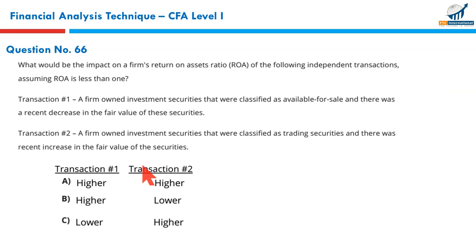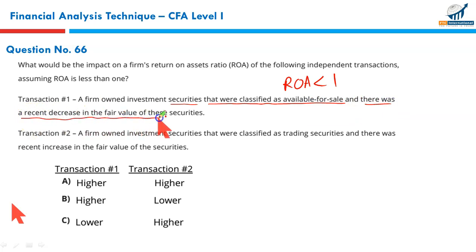Okay, now the next one, we have two statements and we have to see which of them is the right one. What would be the impact on firm's return on assets of the following independent transactions, assuming that ROA is less than 1? This is a very good question requiring some serious thinking. Transaction 1. Attention, gentlemen. A firm owned investment securities that were classified as available for sale, and there was a recent decrease in the fair value of these securities.